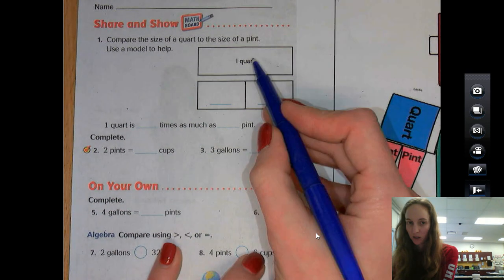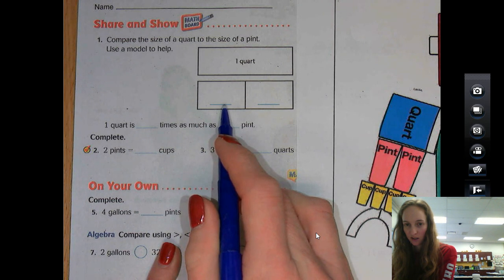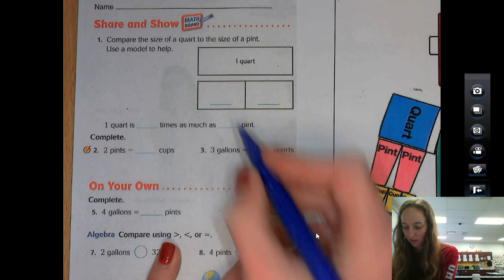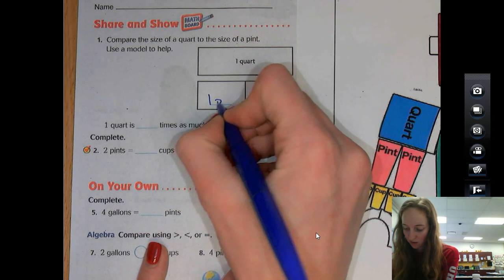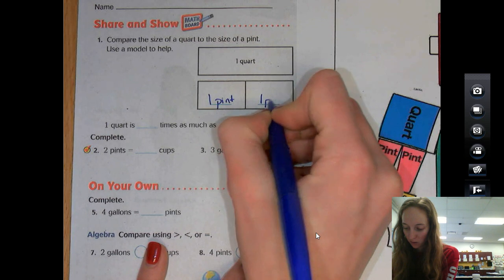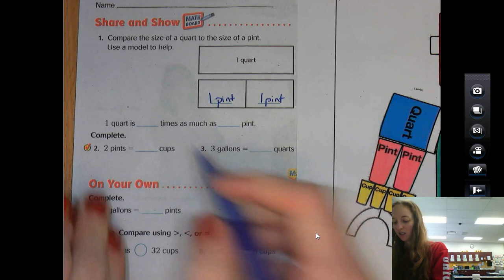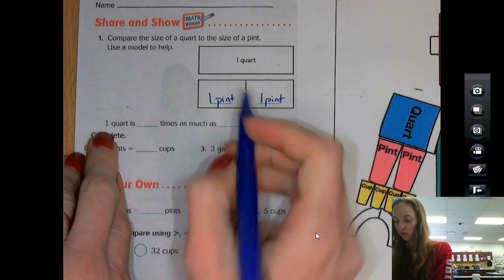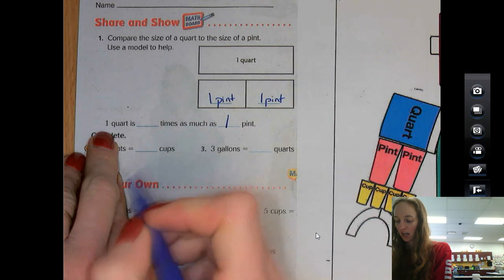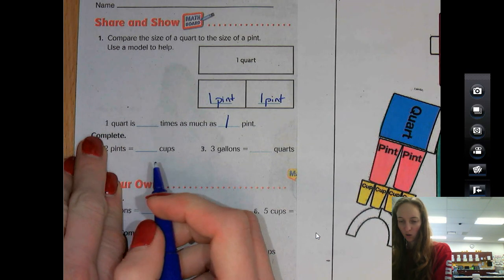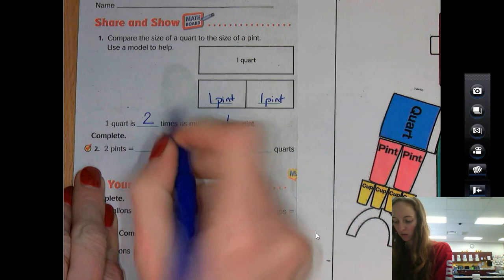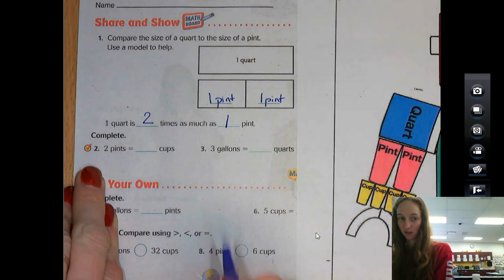Okay, here's my 1 quart. So this should be a pink pint and a pink pint, right? So this is a 1 pint and 1 pint. 1 quart is blank times as much as 1 pint. How many times more is a quart? Be 2 times as more because I can fit 2 pints inside of it.